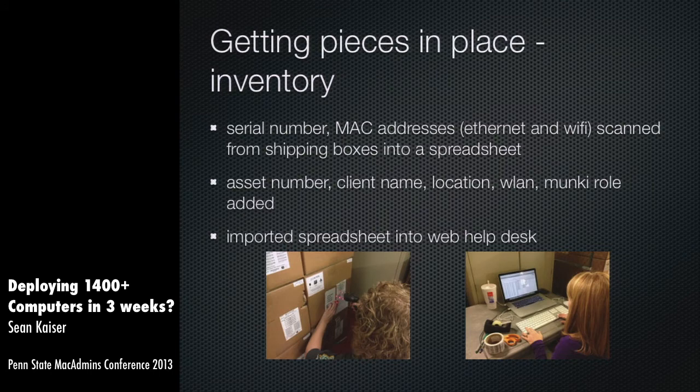Then we have the inventory. Inventory is very, very important in doing a deployment like this. We got a barcode scanner, so we can capture serial numbers and MAC addresses, both Ethernet and Wi-Fi. Thankfully, Apple puts all of that information on the outside of the shipping boxes. We scanned that all into a spreadsheet, and then added the asset number, client name, the case of the teacher machine, location, building name, room, which wireless network it was going to be on, and which Munki role it was going to be. Added all that to the spreadsheet and then imported it into the help desk.